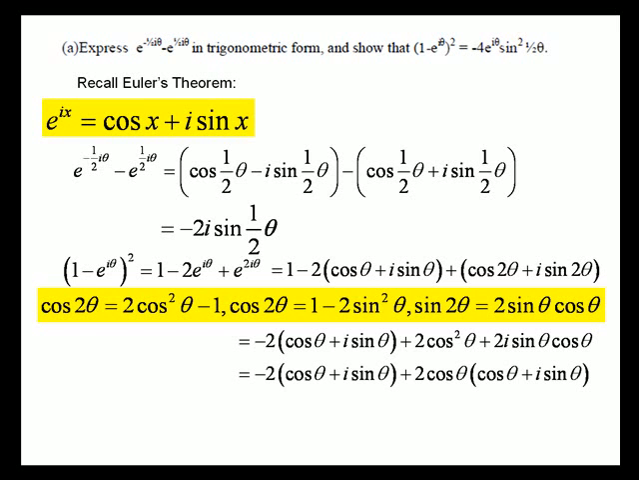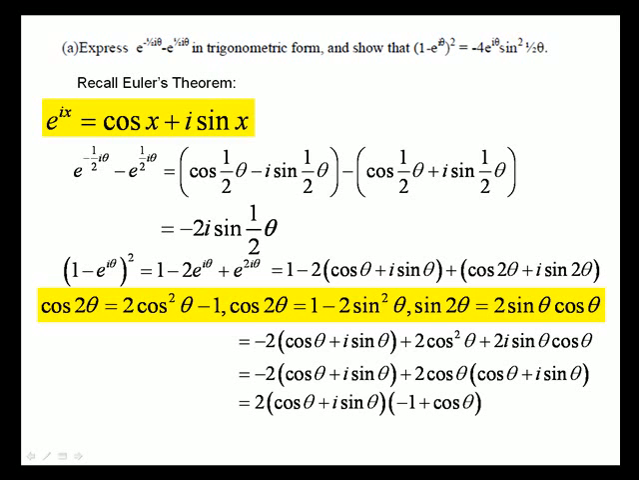We can now factorise again. We have a common factor of 2 (cos theta plus i sine theta). So taking this out as a common factor gives us 2 (cos theta plus i sine theta), and then the final bracket is minus 1 plus cos theta.